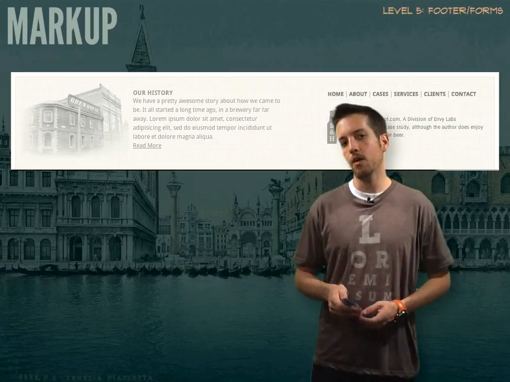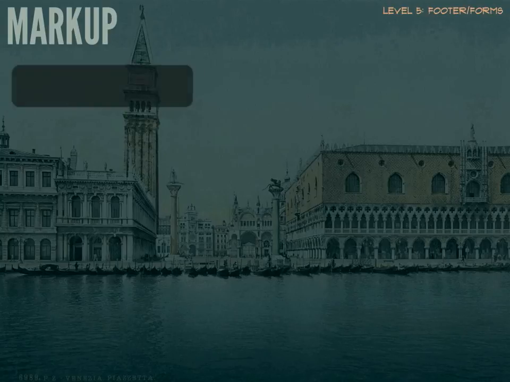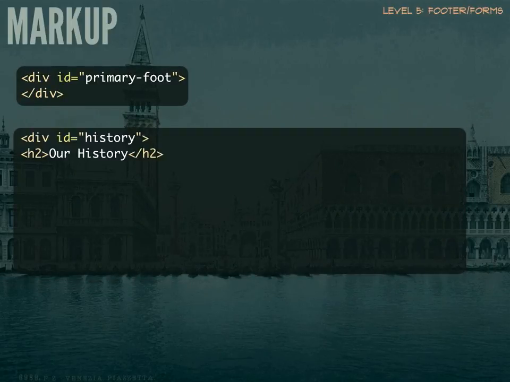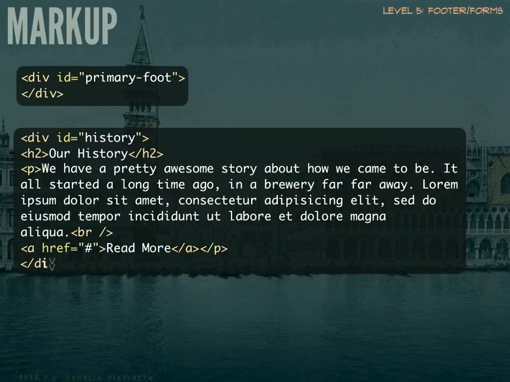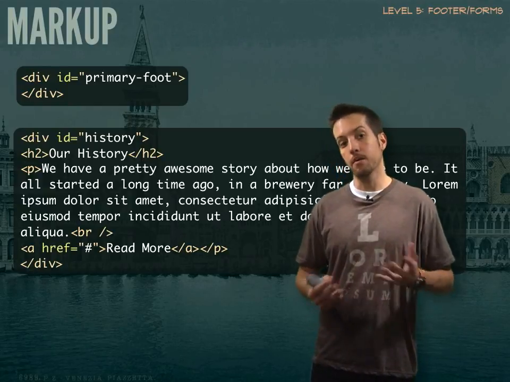So let's take a look at how we might have previously marked up our footer. First, we have our containing element, which in this case is div ID primary foot, and then we have our div ID history section, which includes a little bit of information about border radius, and has that monotone image like you saw before. So in HTML5, we're only going to make a couple of changes.